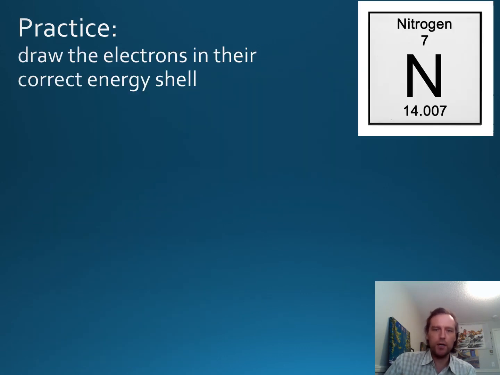Practice. So draw the electrons in their correct energy shell. I apologize if I'm going too slow, but this isn't a chemistry class, and it isn't exactly expected that you know chemistry before. So I kind of like to go over how the structure of an atom is drawn a few times. So I'm going to go over it again. Hopefully you appreciate the extra time. I do know that your time is valuable.